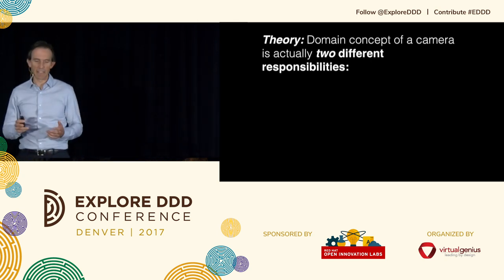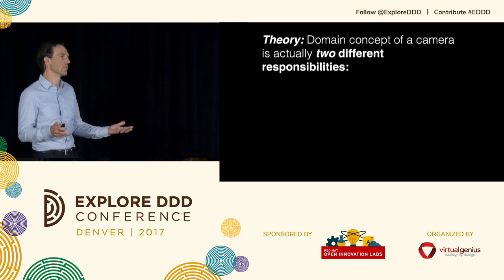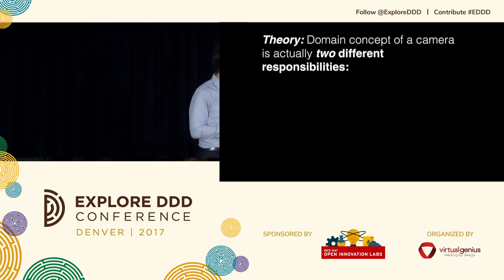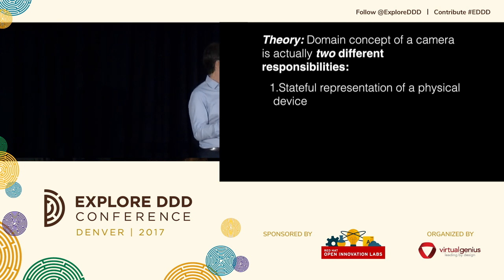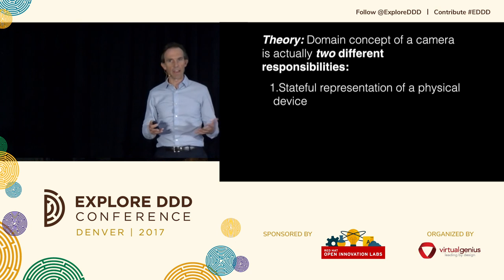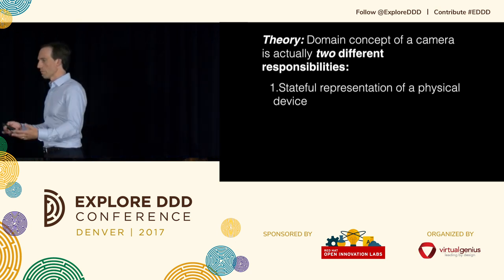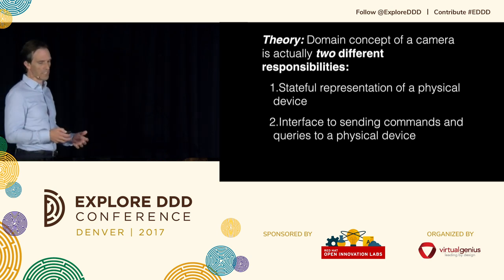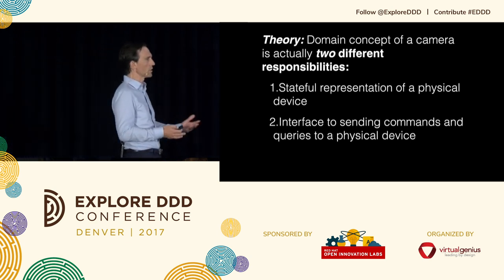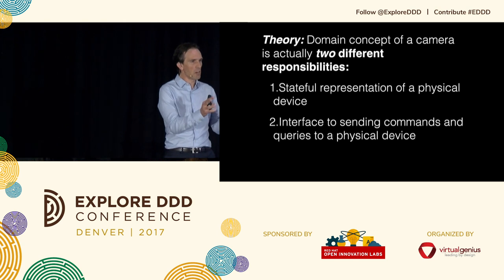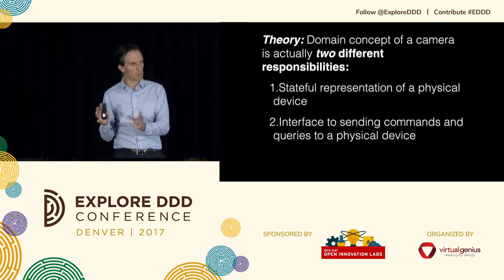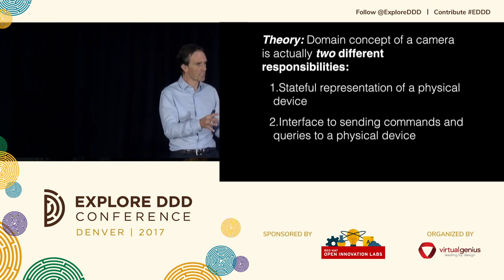we seem to see that the concept of a camera is actually two different responsibilities, right? We want single responsibility on our things. So one is, a camera is a stateful representation of a physical device. So it's an entity, right? It's something that's out there that is different from another camera. But then the other thing we noticed is that a camera actually does things. It's an interface to sending commands and queries to a physical device. And our camera object was trying to do both, right? It was trying to be sort of a command handler and an entity at the same time.